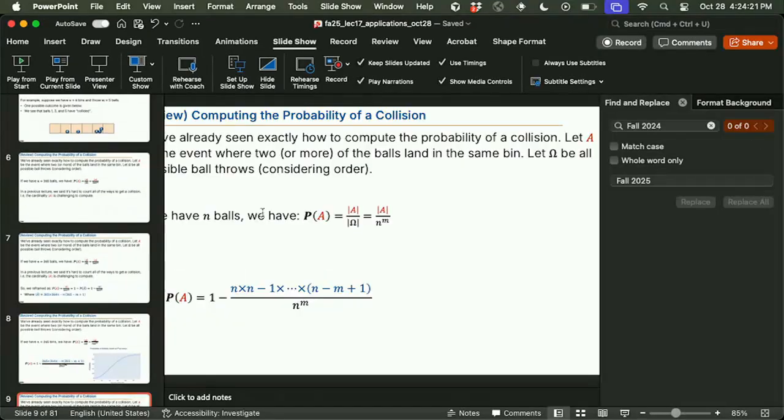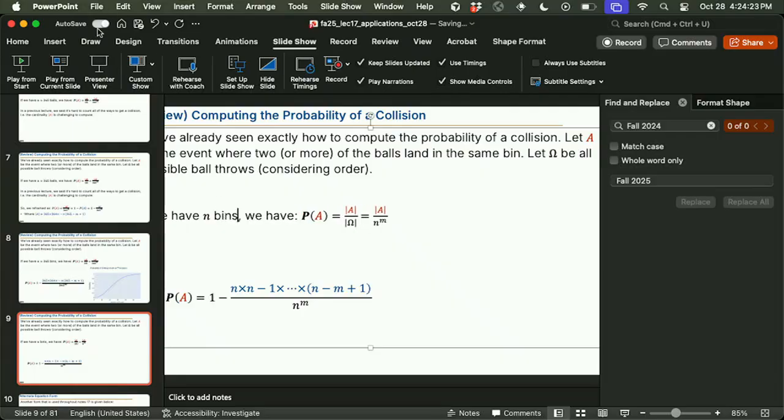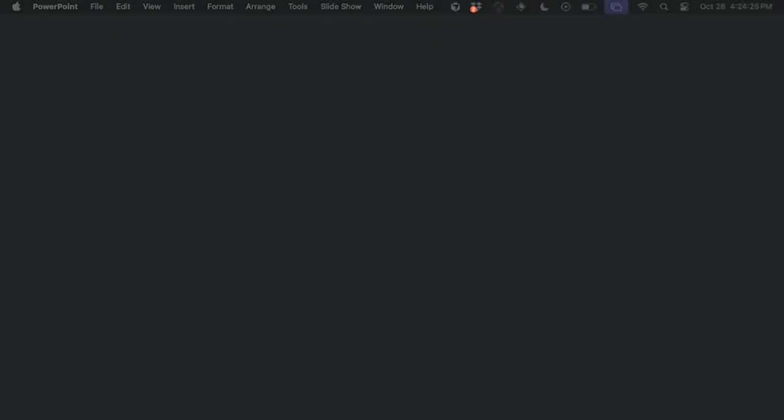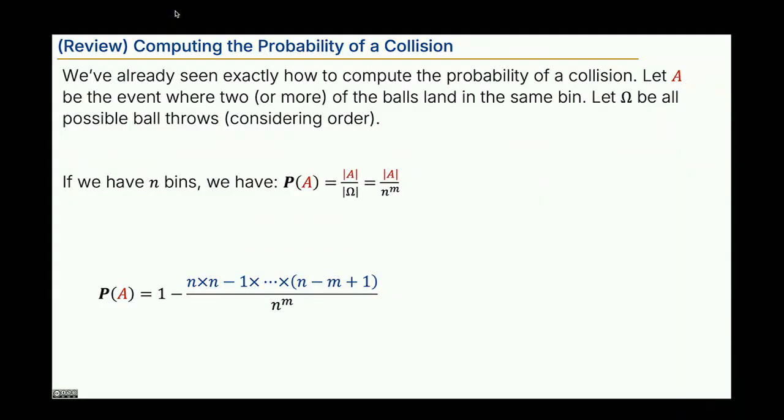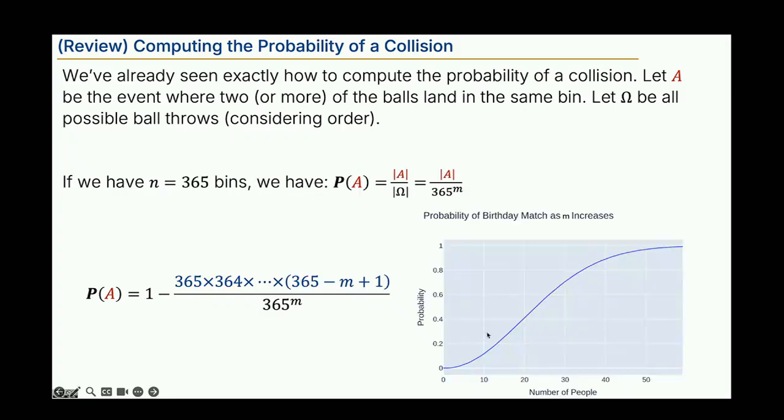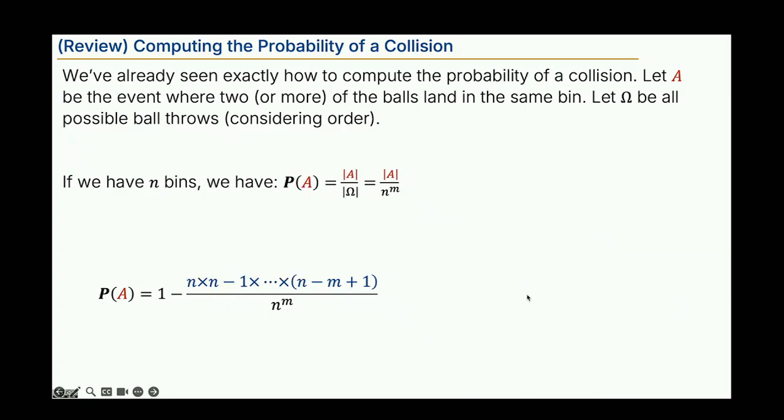Okay, let's fix bins again. If we have n bins instead of 365, then the expression is just the same. So all I've done is I've gone from 365 to n. We get this probability. Okay, we don't have a nice curve anymore because it's now a function of 2 variables, so I can't just plot this easily. I could do a 2D plot, but it wouldn't be interesting.